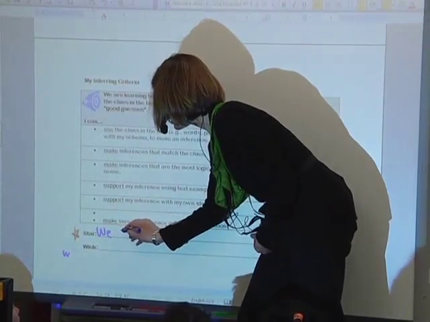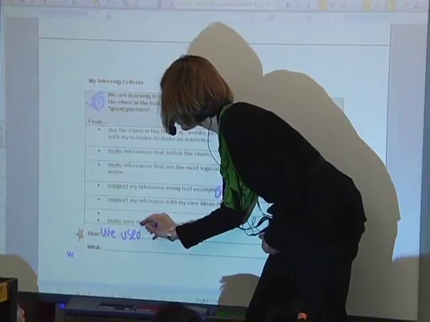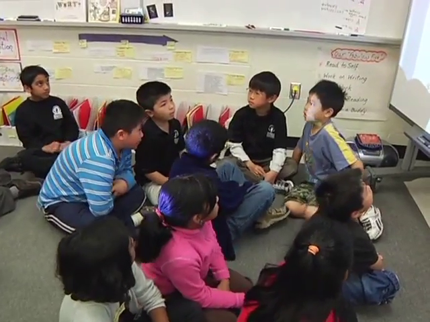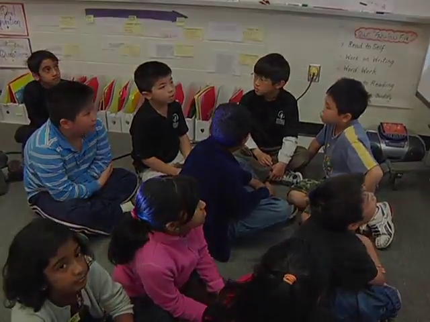The teacher models how success criteria must be flexible in order to adopt a new thinking as the writing evolves. Students reflect, self-assess, and decide on next steps.